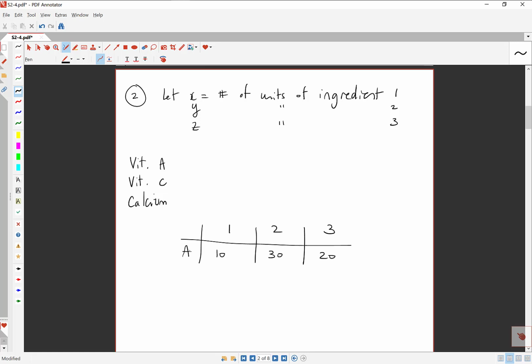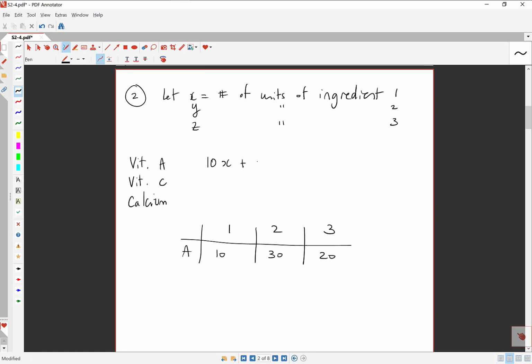Okay, so if we think about how much vitamin A in total we would be getting from this combination of different ingredients, we'd say, well, if x is the number of units of ingredient 1, and then we multiply that by 10 milligrams per unit, then overall we're getting 10x milligrams just from ingredient 1.